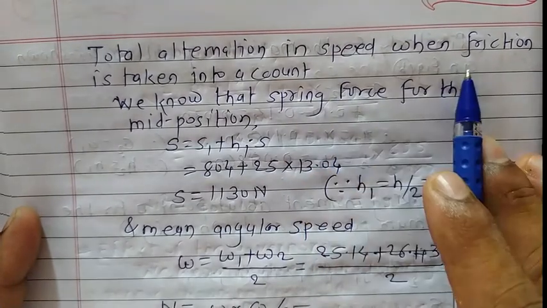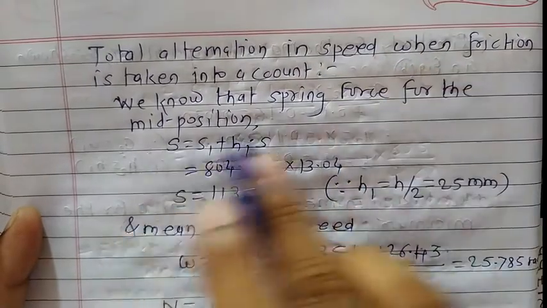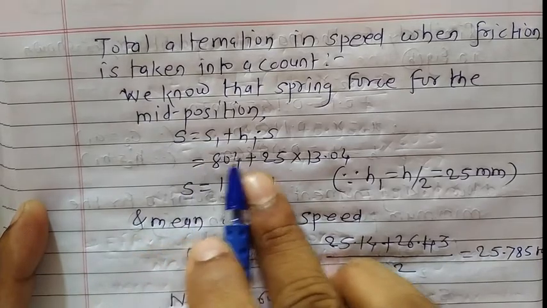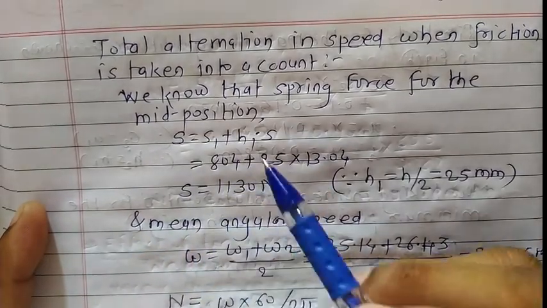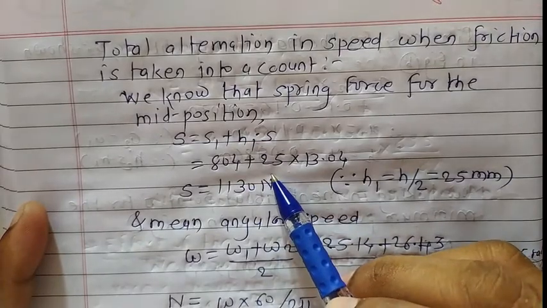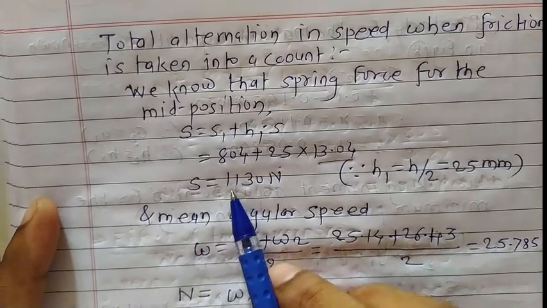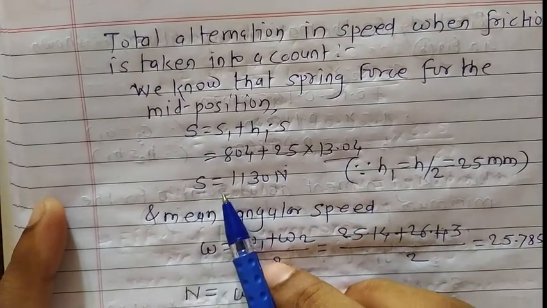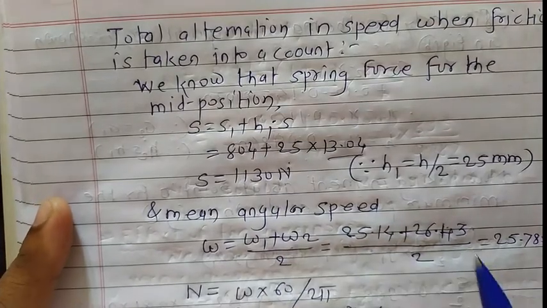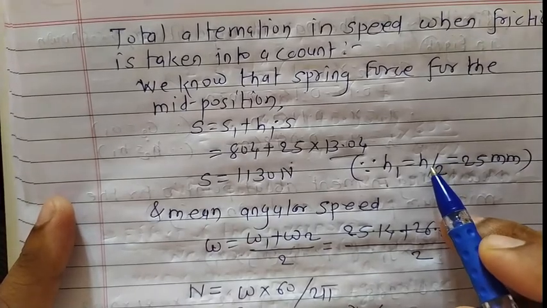Our next target is to do the calculations for the total alteration in speed when the friction is taken into account. For that, we know that the spring force for the mid position is s equals s1 plus h1 into s. Substitute the value of s1 and h1 here, and multiply to get the value of s corresponding to the mid position, which is 1130 Newton. Here once again h1 is half of the total lift of that governor.